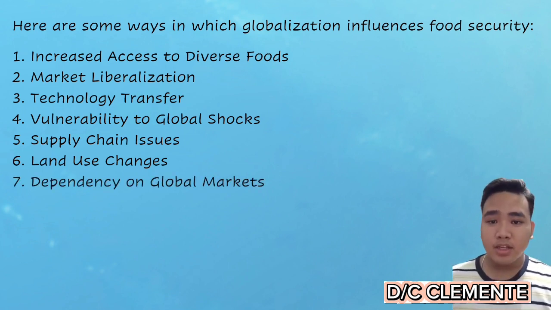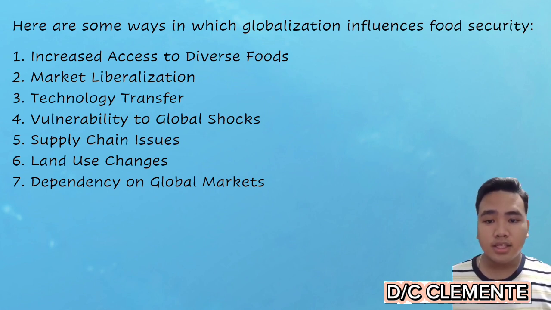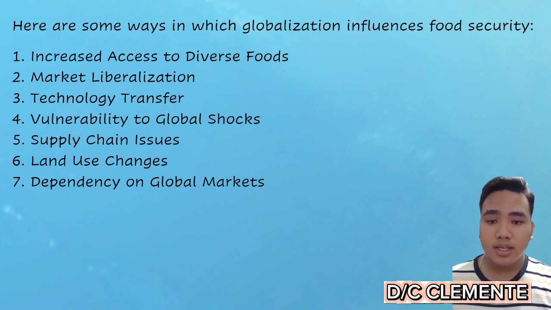Next is dependency on global markets. Dependency on global markets refers to a situation where a country's economy relies heavily on international trade and interconnectedness with other nations. This interdependence can involve the import and export of goods, services, and financial assets.